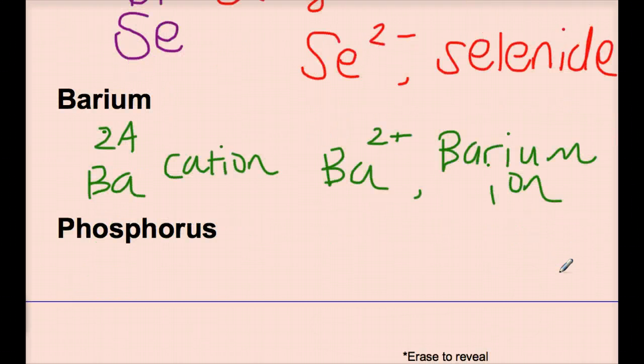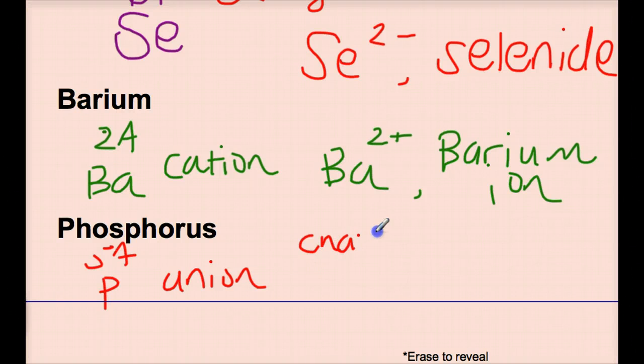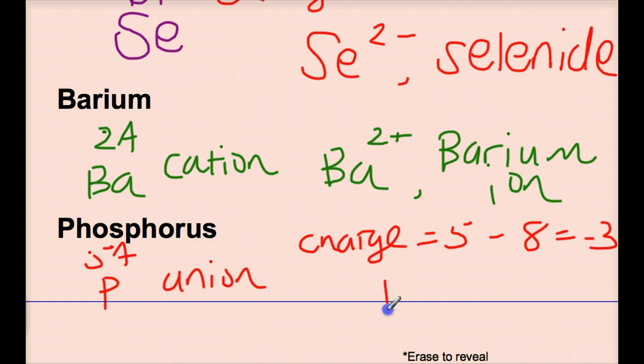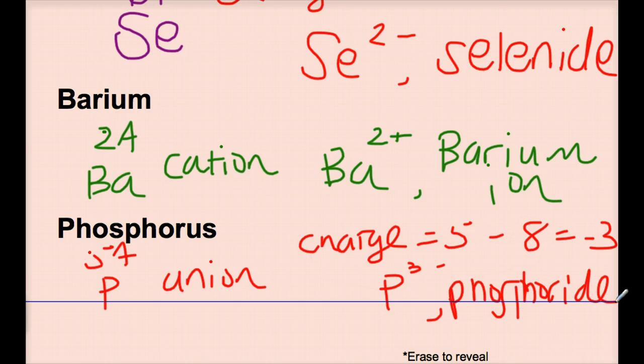And finally, let's do phosphorus. Phosphorus is the letter P. It's in column 5A. Since I'm in 5A, I know I'm going to be an anion. And what I'm going to do is I'm going to take my charge is equal to the column number, so 5 minus 8, which is equal to -3. So phosphorus has a 3 minus charge, and since it's an anion, it is phosphide. Okay?